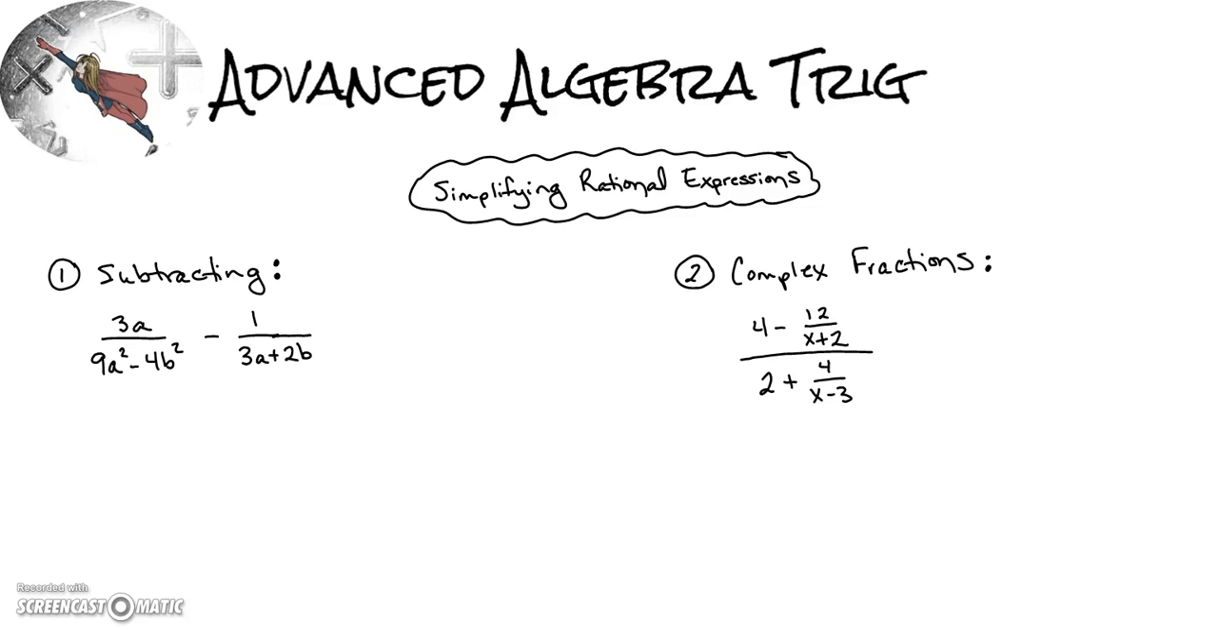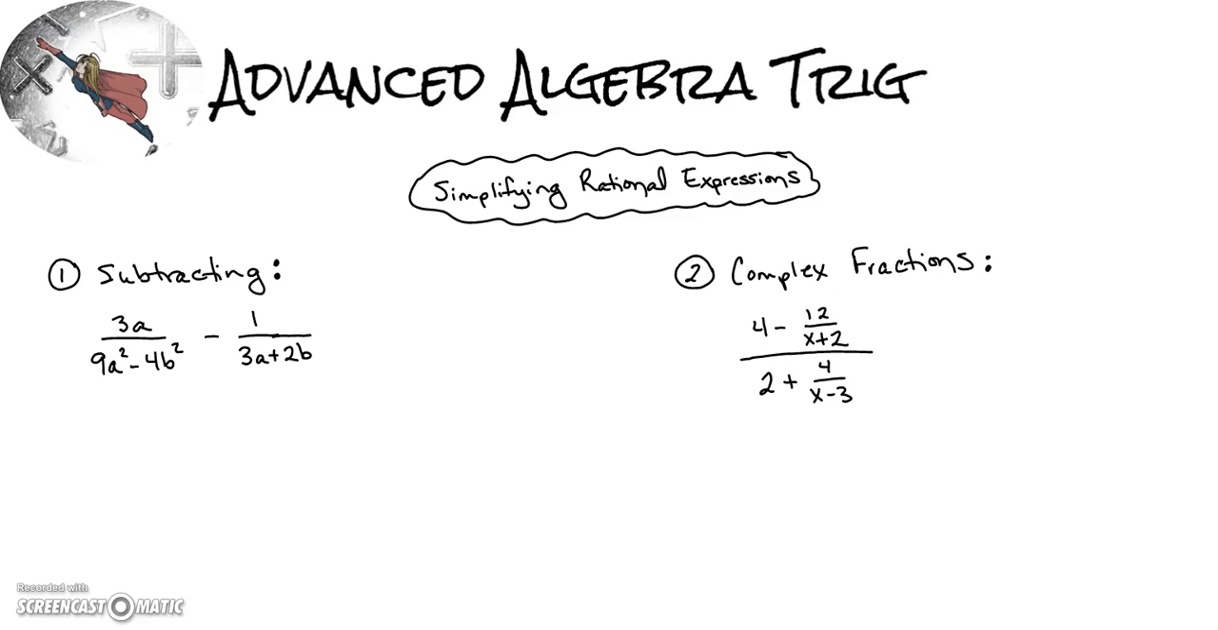Rational expressions are basically just fractions that look really complicated. They have a numerator and a denominator that usually have a bunch of x's in them. A lot of times you can factor the numerator or the denominator, or both maybe. So we're going to work on simplifying a few types of these.